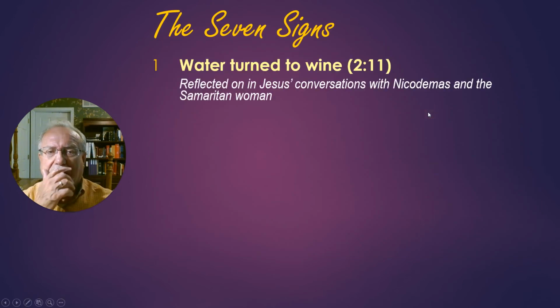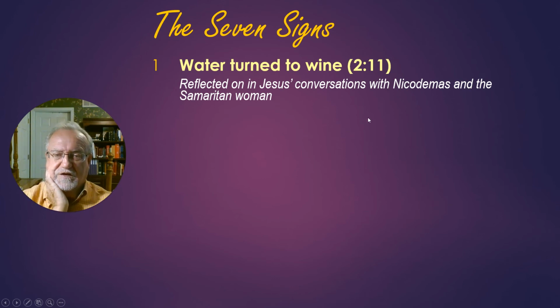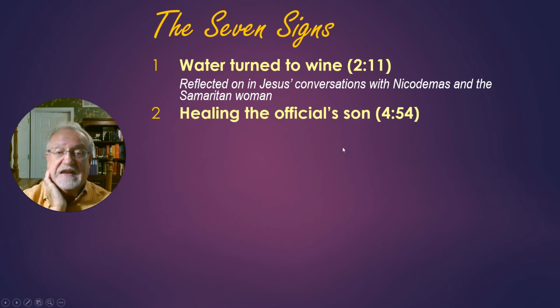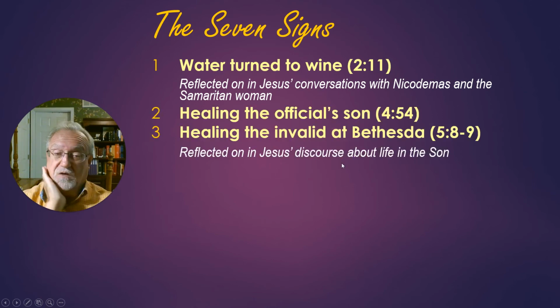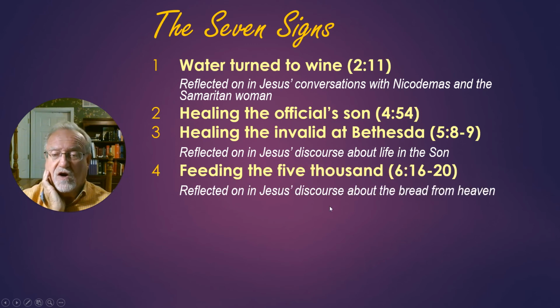So here are the 7 signs. There is the water turned to wine. Jesus is going to reflect upon that in his conversations with Nicodemus and the woman in Samaria at the well. There's the healing of the official's son. There is the healing of the invalid at the pool of Bethesda in Jerusalem. And then there's going to follow this lengthy discourse about true life, which is in the Son of God.